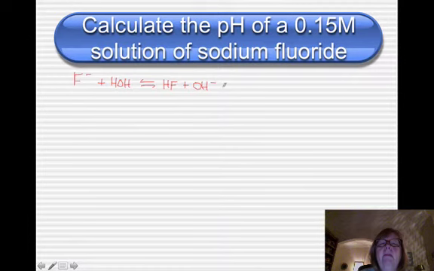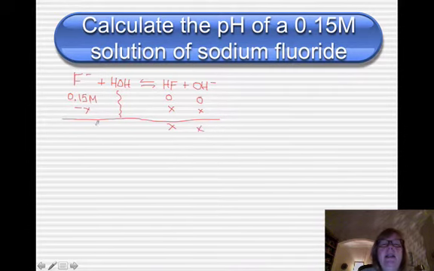There we go. Now, what we're going to do is start with our 0.15 molar solution of fluoride. Water is not going to affect our ICE box. We don't have any of this when we start. And then we have x and x, and this is minus x. And then at our equilibrium state, we have x and x and 0.15 minus x. Well, how are we going to figure out what x is? If we know what x is, we'll have our hydroxide ion concentration.